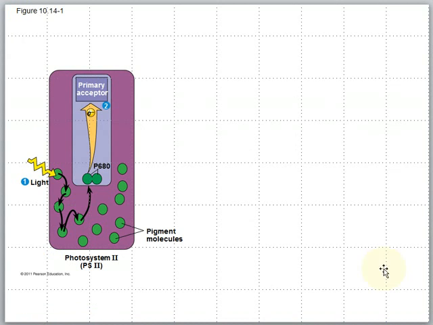So in the first step, we have light energy coming in, the photons coming in. It's exciting these pigment molecules. These pigment molecules are passing that energy throughout themselves until we get to the inner portion of the photosystem, where that energetic electron is given to P680. P680 then carries that to the primary acceptor.